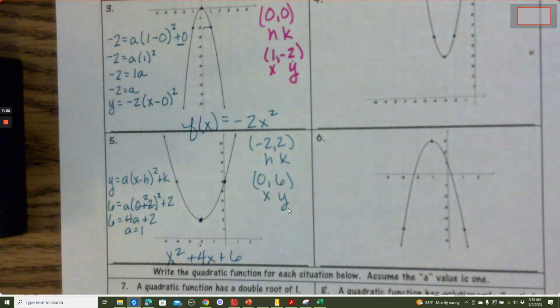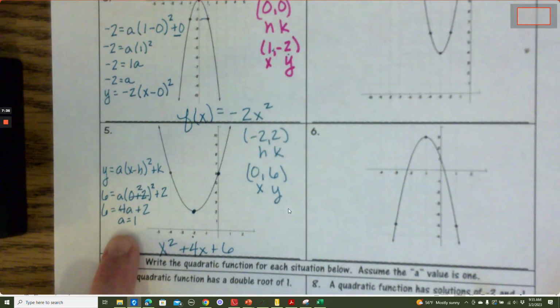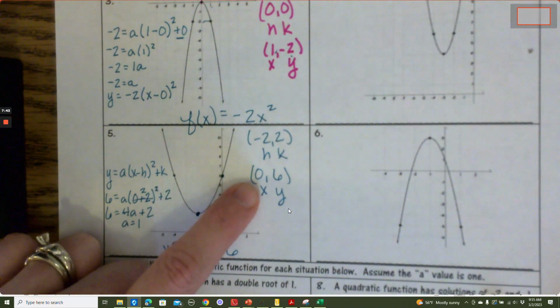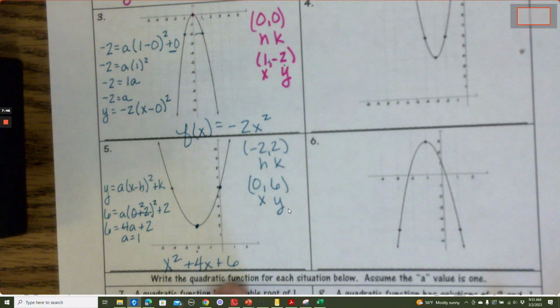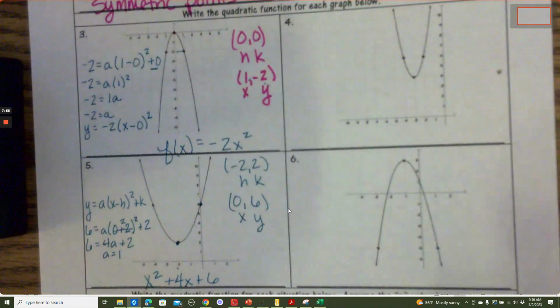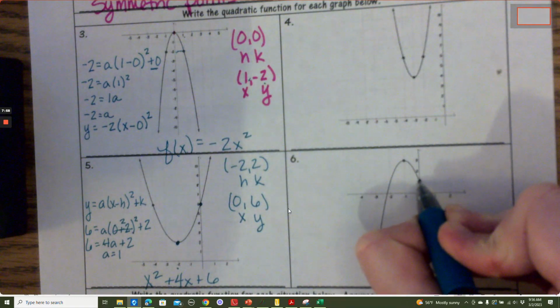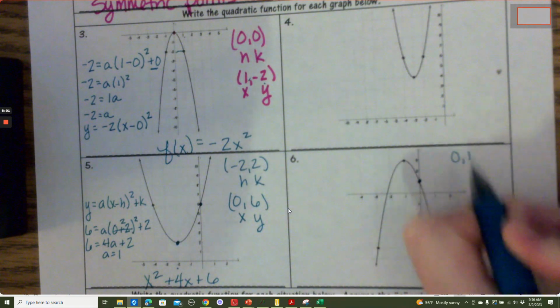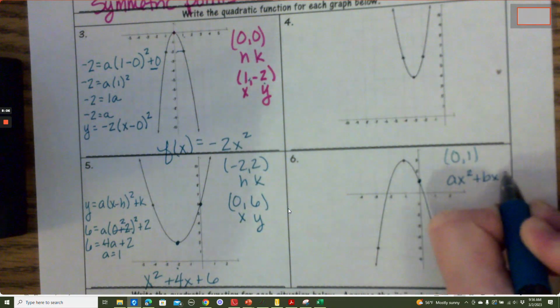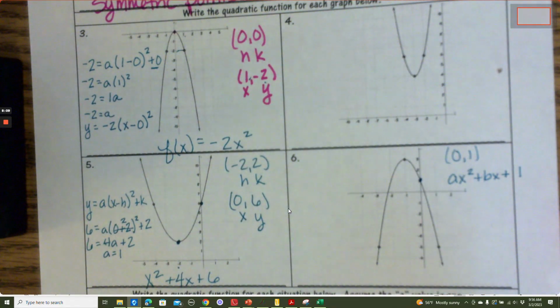So I want to show you some pieces. The a value that we found, that 1, that's the number that goes in front of the x squared. So it's invisible here. Your y-intercept, 0, 6, that 6 is the number that goes at the end. So there's pieces that you can use that'll help you check. Like on this one, the y-intercept here is 1. So when I write my equation, ax squared plus bx, I know there's going to be a plus 1 at the end. So there's little pieces from the graph that you can use that'll help you check.